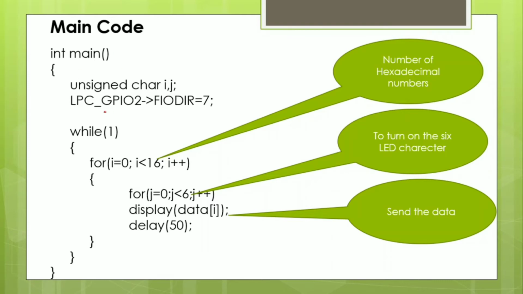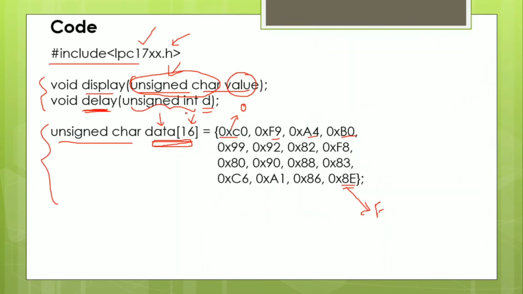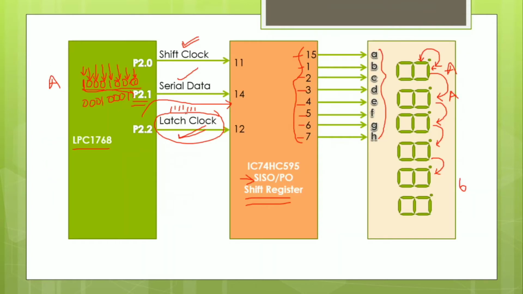Next, I am using general purpose input output port 2, GPIO port 2. In that I have to define the direction. How many pins do I need? I need only 3 pins: one to send the shift clock, one to send the data, and the other to send the latch clock. Which are these 3 pins? 2.0, 2.1 and 2.2.